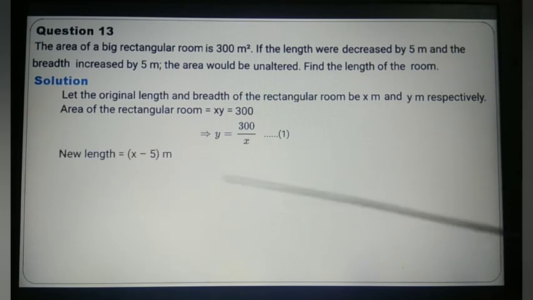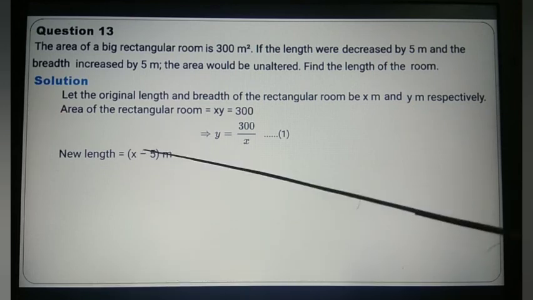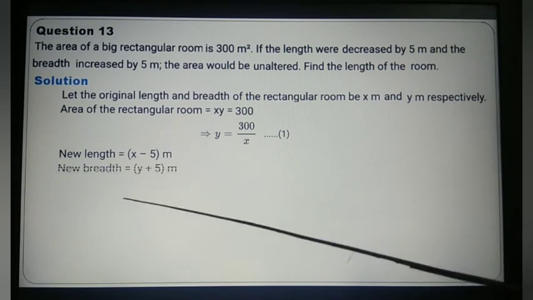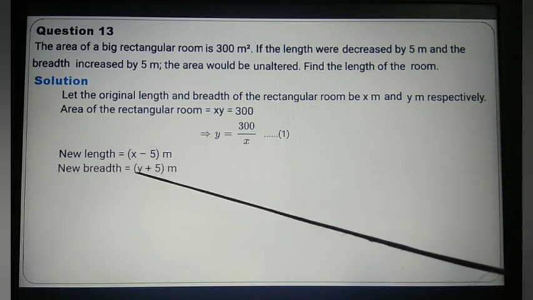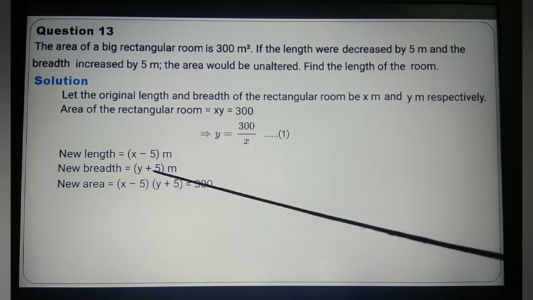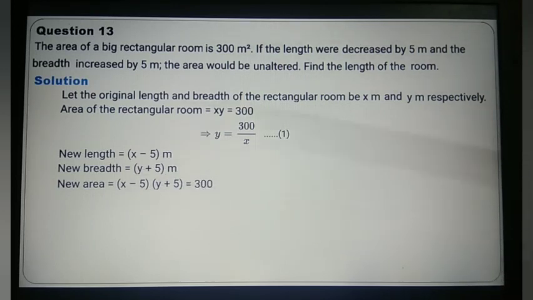Now what is happening? The new length is x minus 5 because the length is being decreased. Decreased means minus 5. So the new length is this much and my new breadth is y plus 5 because it is increased by 5 meters. Fine. Now let us calculate the new area. The new area will be length into breadth, that is x minus 5 into y plus 5, which turns out to be again the same as the area is unaltered.